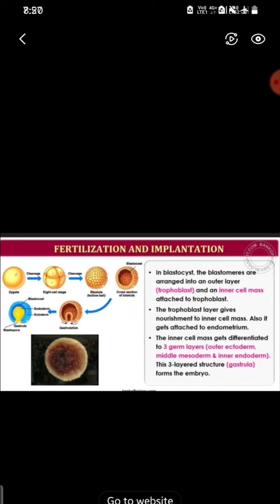So the trophoblast layer gives nourishment to the inner mass, and it gets attached to the endometrium. So what is the importance of the trophoblast? It gives nourishment to the inner mass and gets attached to the endometrium wall, as I told, so that your uterus will get ready for the implantation. Then the inner cell mass gets differentiated into ectoderm, endoderm, and mesoderm.